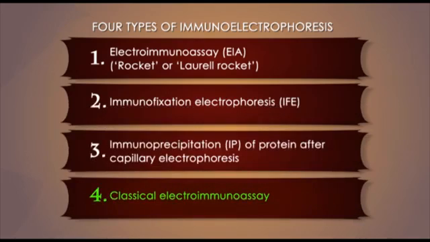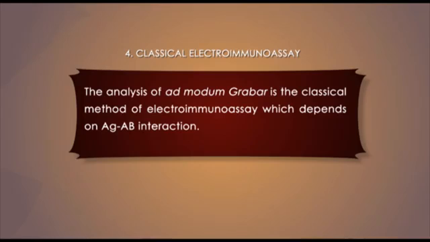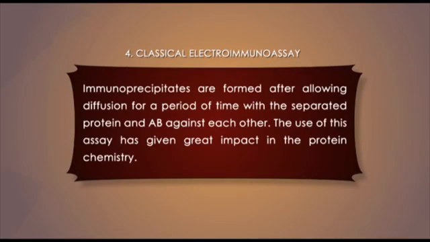Lastly, number 4, classical electroimmunoassay. The analysis of Ed-Modem-Gerber is the classical method of electroimmunoassay which depends on antigen-antibody interaction. Here, the antigen proteins are separated first by means of electrophoresis. Then, antibody is applied in a trough just next to the separated antigen proteins. Immunoprecipitates are formed after allowing diffusion for a period of time with the separated protein and antibody against each other.